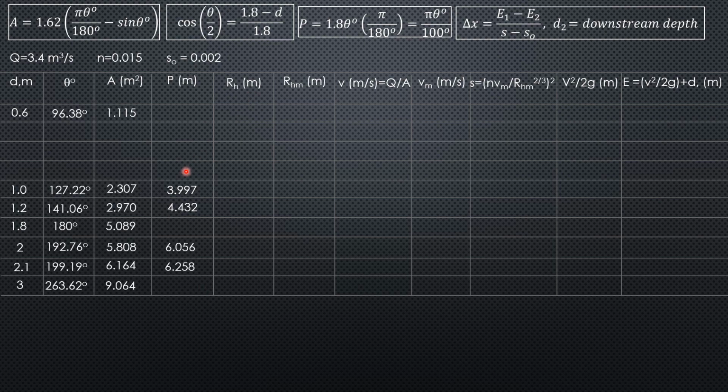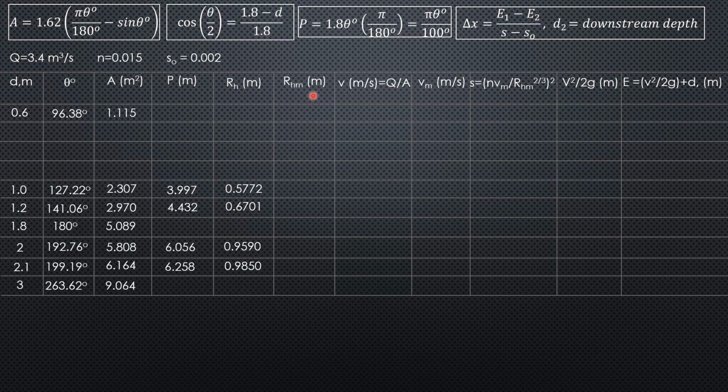Then the hydraulic radius is simply area over perimeter. So 2.307 divided by 3.997, that's the value here, 0.5772. 2.97 only for 1, 1.2, 2, and 2.1. So 2.97 divided by 4.432, you will get 0.6701. 5.808 divided by 6.056, you will get 0.9590. And 6.164 divided by 6.258, you will get 0.9850.